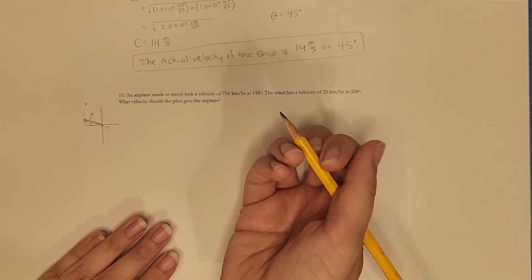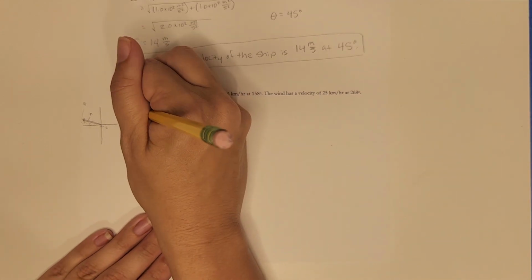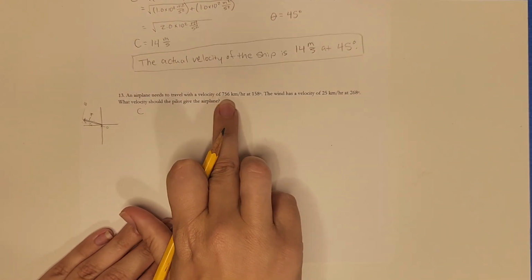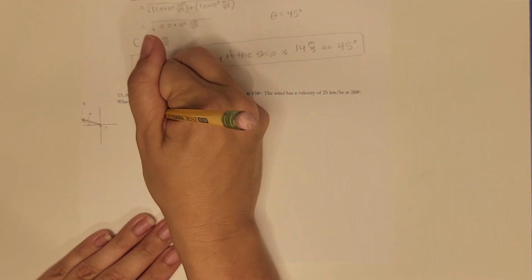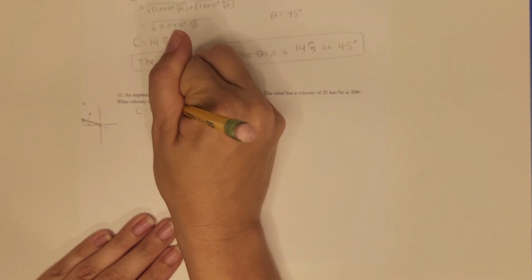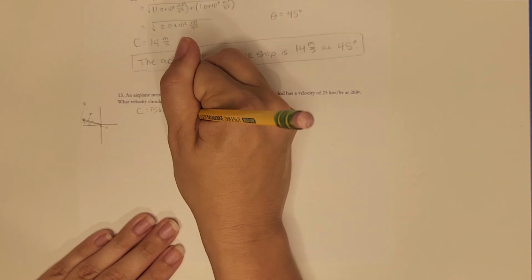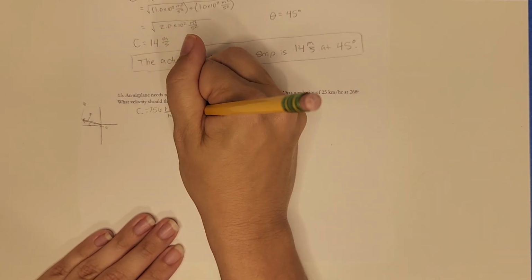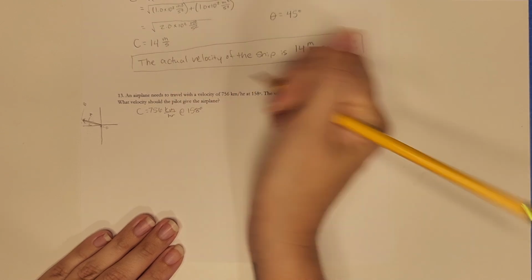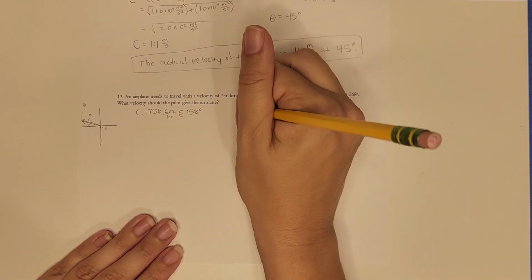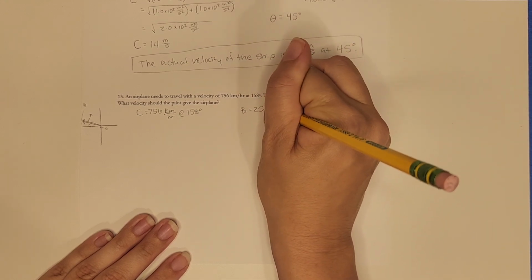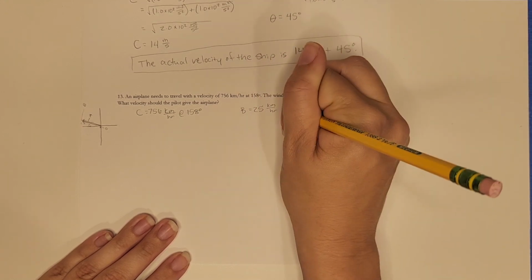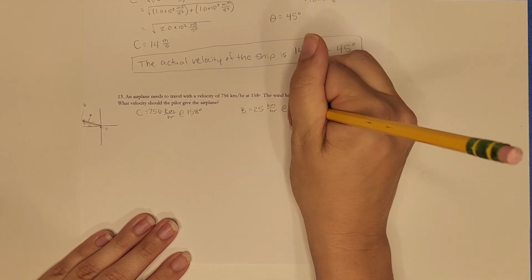So let's go ahead and write all this down. Our C is 756 kilometers per hour at 158 degrees. And our B is 25 kilometers per hour at 268 degrees.